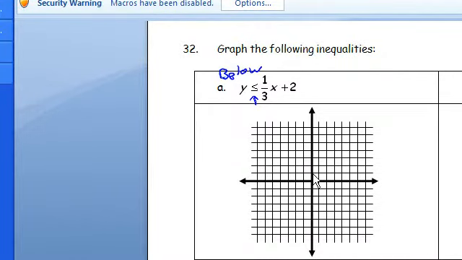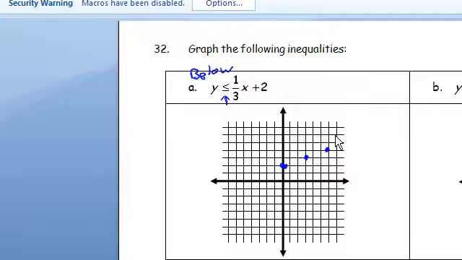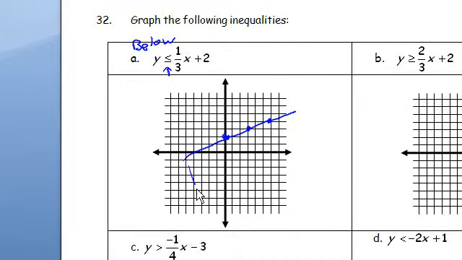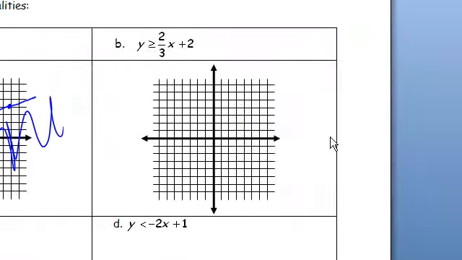So let's graph this. We'll find a y-intercept of +2 right there. And then we'll chart our slope of 1/3, rise over run, 1, 2, 3. So there's our line right there. I'm not very good at drawing straight lines on this thing. So there's our line. Y is less than, so we shade below the line.